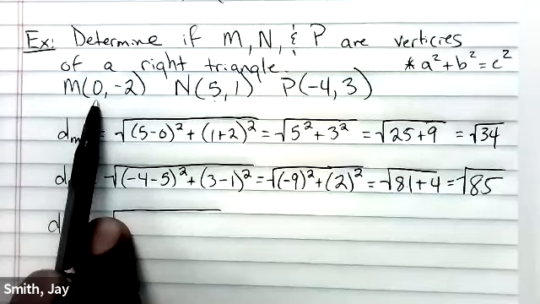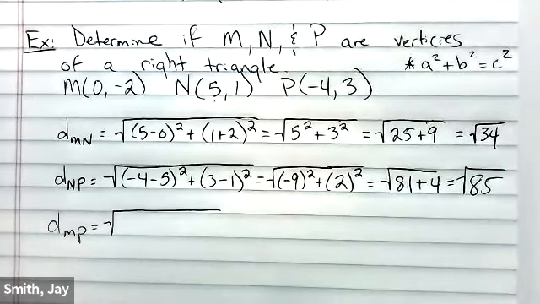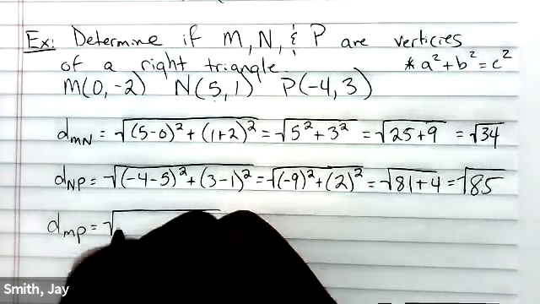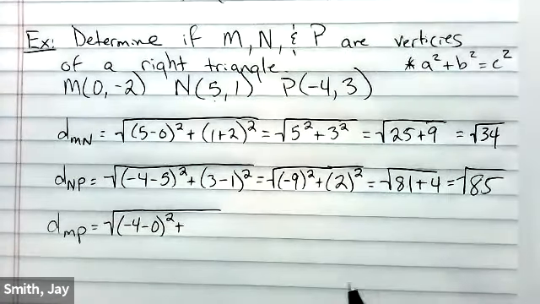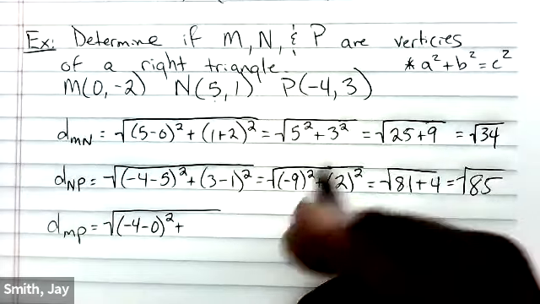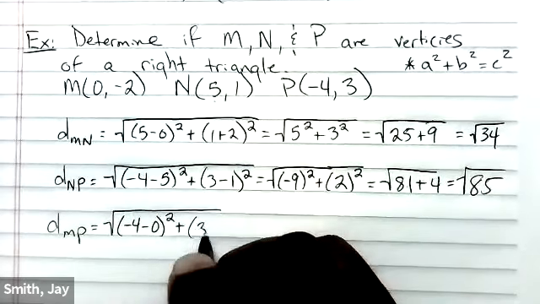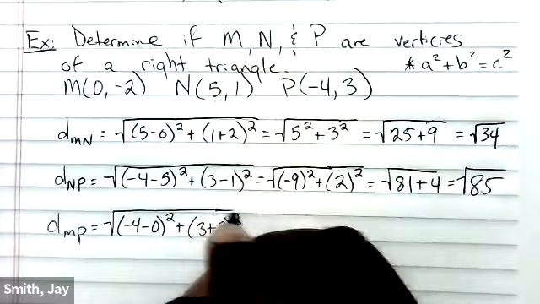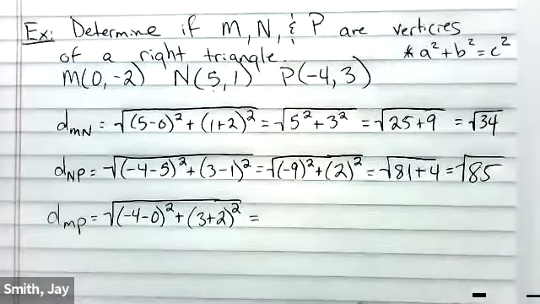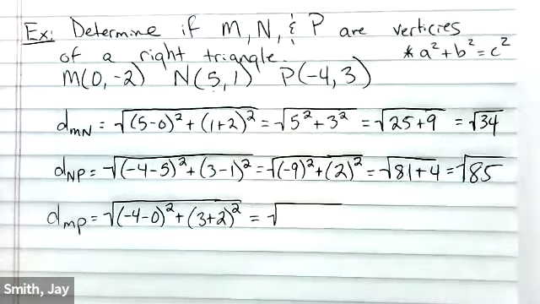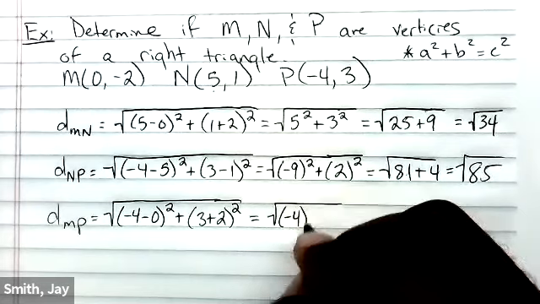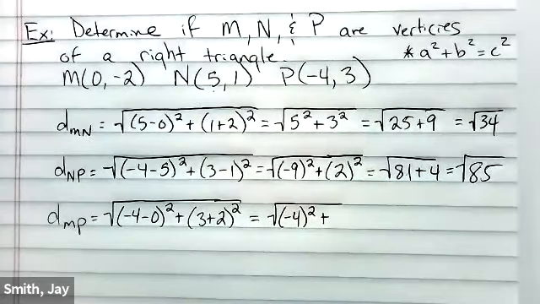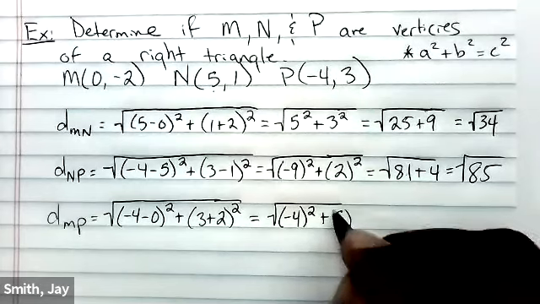So we're using the points (0, -2) and (-4, 3). We're going to take our x coordinates and subtract them. So in this case, it would be (-4 minus 0) quantity squared plus (3 minus -2), or 3 plus 2, quantity squared. We know -4 minus 0 gives me -4 squared, plus 3 plus 2 will give me 5, so we'll be adding 5 squared to that.